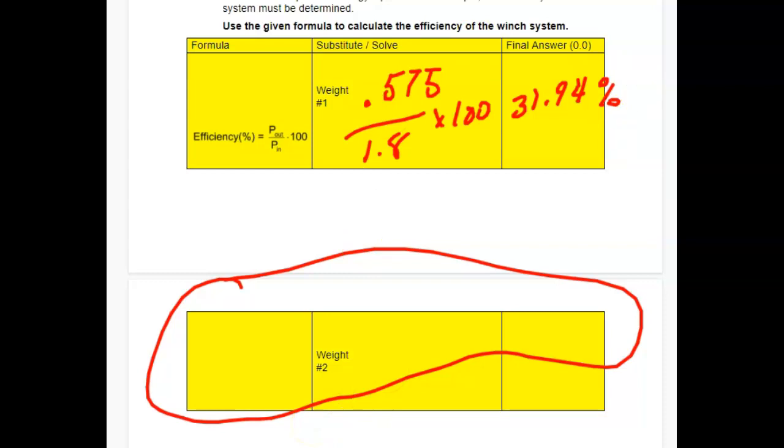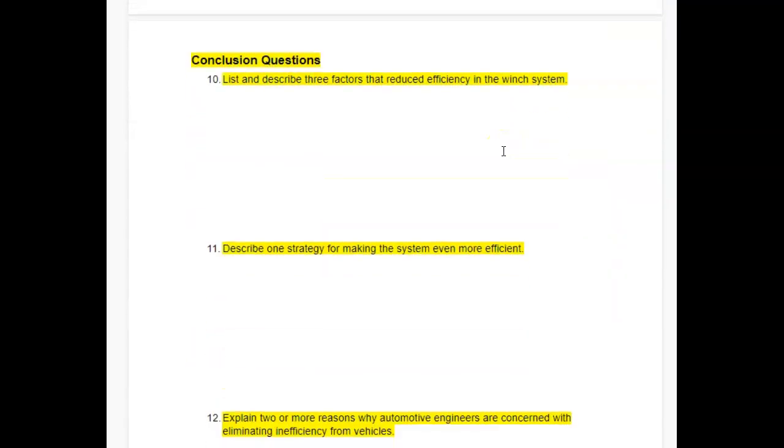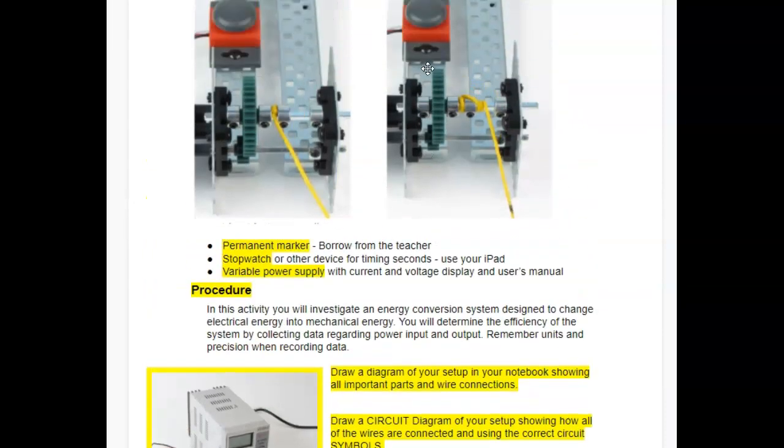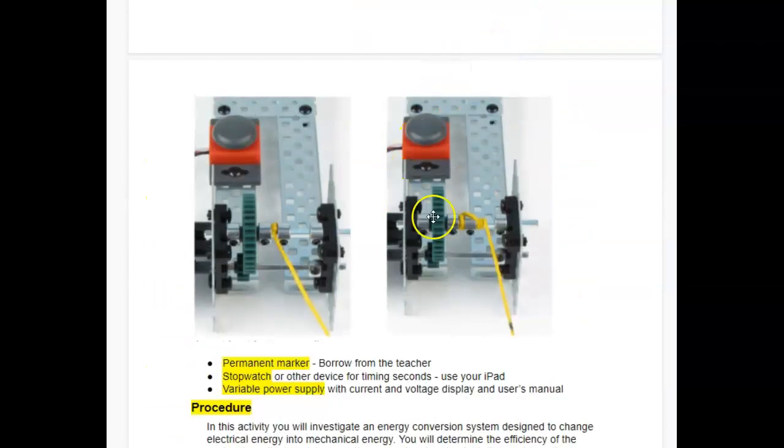In the same way, once you get those calculations done, then you should be able to answer the conclusion questions. They were, list and describe 3 factors that reduce efficiency in the winch system. Well, the directions said friction, changing energy into unwanted forms, is the key thing. If we look at what happened here, when we play the video, there's definitely noise. So you guys could play those videos and listen to it. Also, when we look at the winch, where could there be friction? Well, definitely the axles were rubbing when they wound it up.